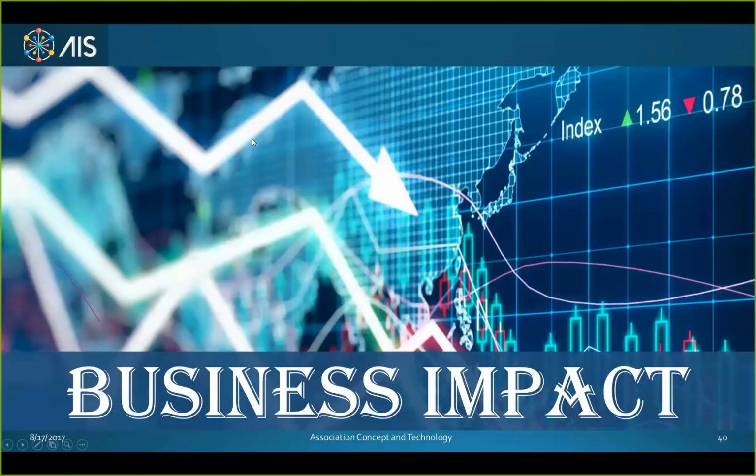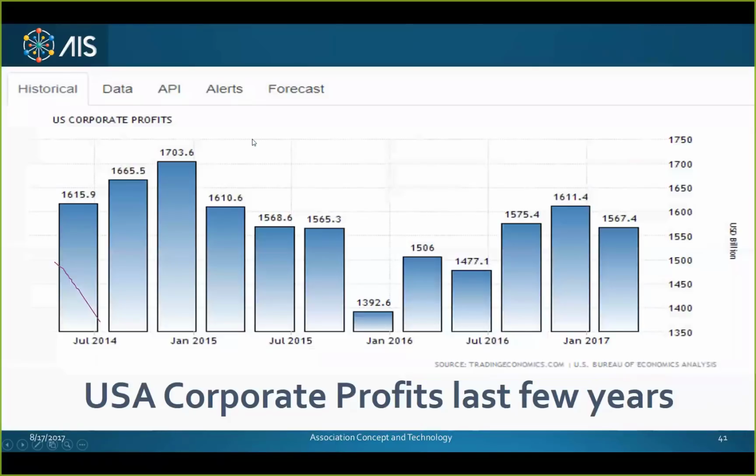The business impact. This is a critical issue on the financial side, where efficiency is extremely important. These are just U.S. corporate profits the last few years, all right? Roughly about $6 trillion a year. That's the profits that all corporations in the United States have declared. Why is this important?